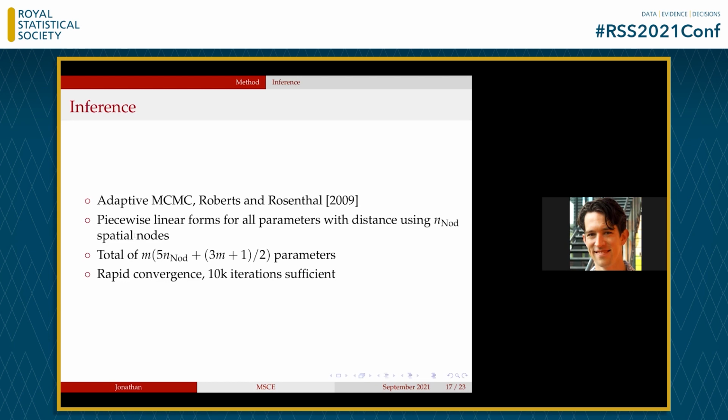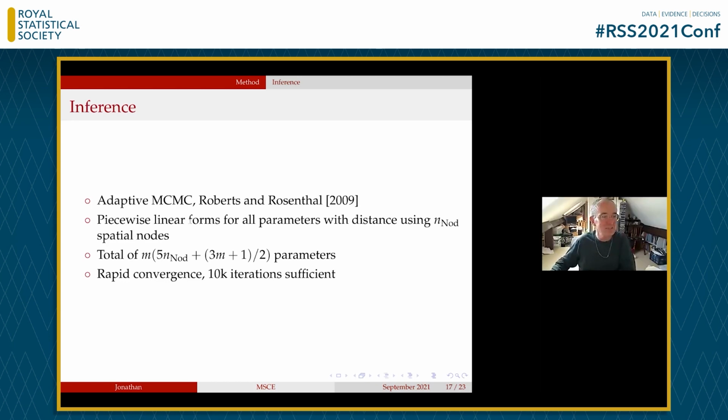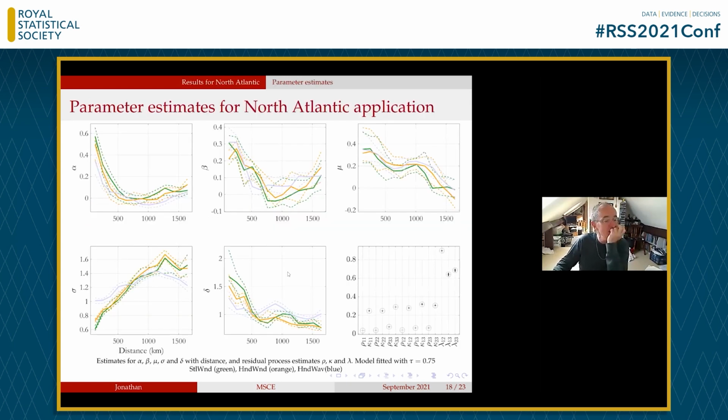So we use MCMC with piecewise linear forms for the parameters. For the case we're doing here, there are about 150 parameters, and the convergence is really good. So 10K iterations is typically okay. So just to finish, we'll show a couple of results from the method.